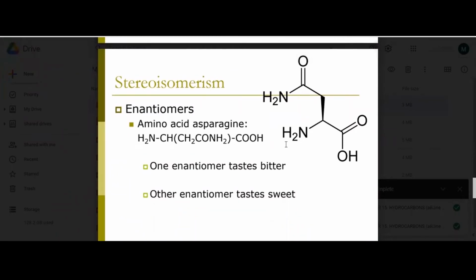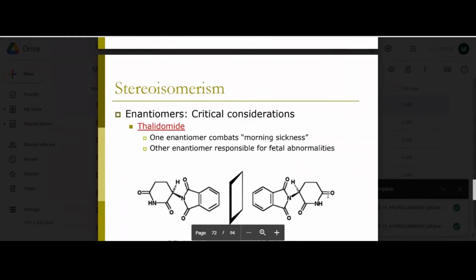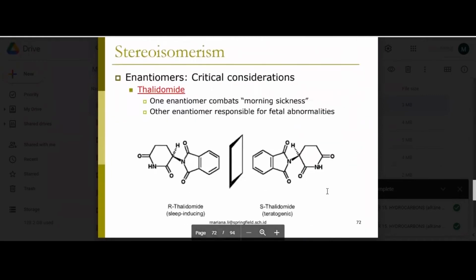Enantiomers have different properties, such as asparagine, an amino acid. One enantiomer tastes bitter, while the other tastes sweet. So you can see that enantiomers have different properties, and this is very important in the drug world, I mean in pharmacy. For example, a very famous drug to combat morning sickness in pregnant mothers, known as thalidomide.